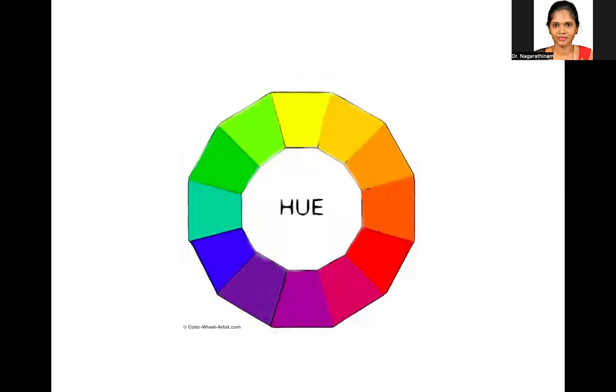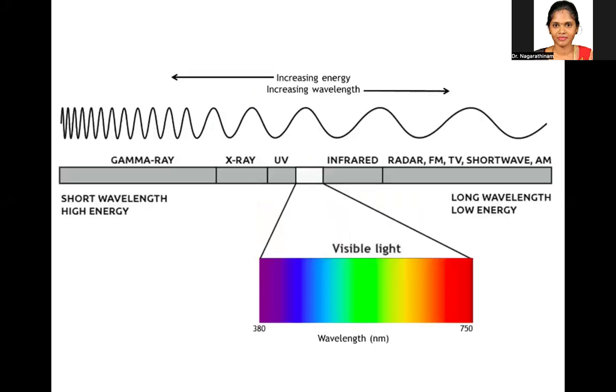Hue is nothing but the dominant color of the object. It could be either red, blue, or green. It depends on the dominant wavelength which is reflected from the object. Our eyes are sensitive to wavelengths between 380 to 750 nanometers. Hence, the colors which fall between these wavelengths can be perceived by eyes and form the hue of the object.